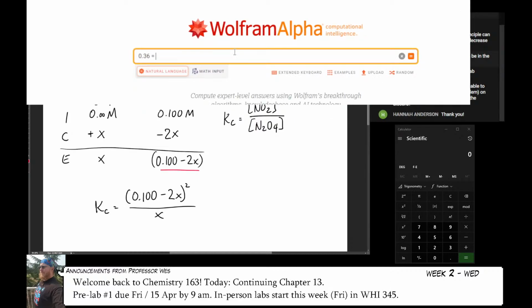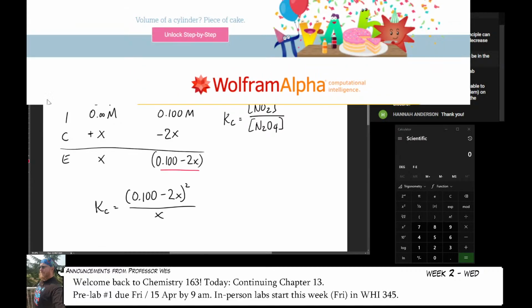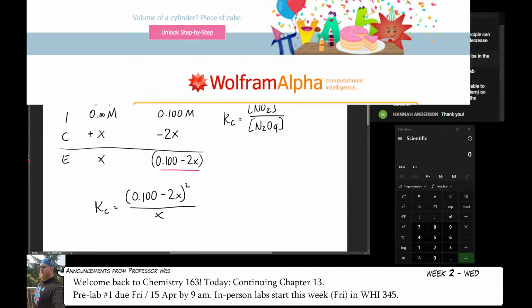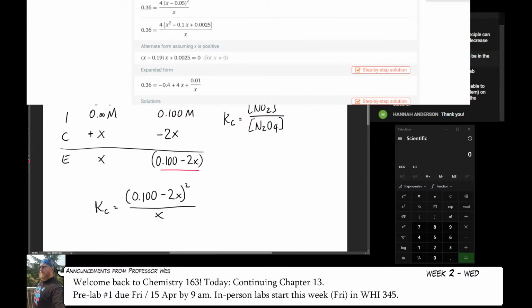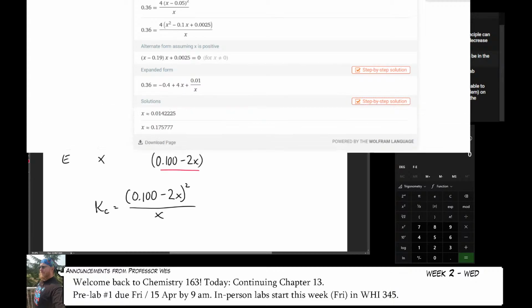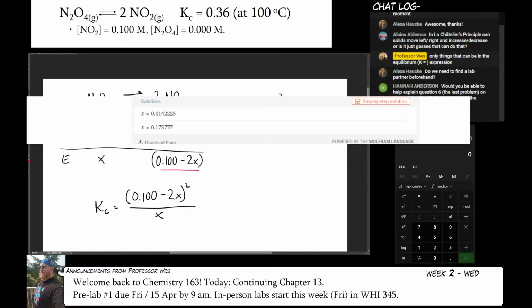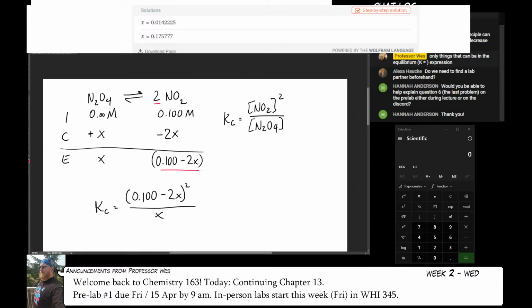0.36 equals, parentheses, 0.100 minus 2x, and I want that squared, divided by x. Solve for me. And so here's what it got once it allows me to scroll it. Oh, it shoved my solution all the way to the bottom. All right, so there's my solutions.